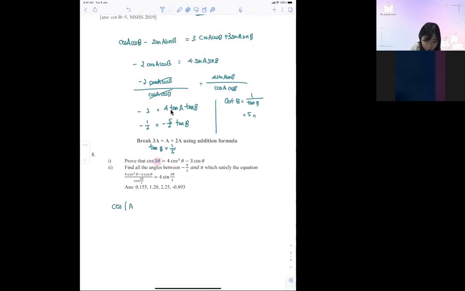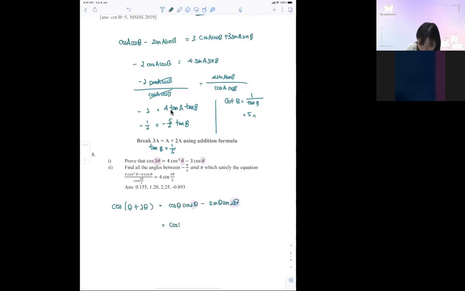So it must have A and B. In this case, cosine 3 theta is cosine of theta plus 2 theta. Then we just try to split. So we have cosine A cosine B minus sine A sine B. Then slowly you look at your right hand side. Can you see that the right hand side is just theta? There's no 2 theta. So what must you do to 2 theta? Must split again. How to change 2 theta to theta? We use the double angle formula. Very good.